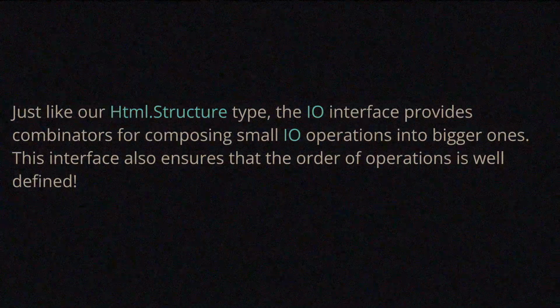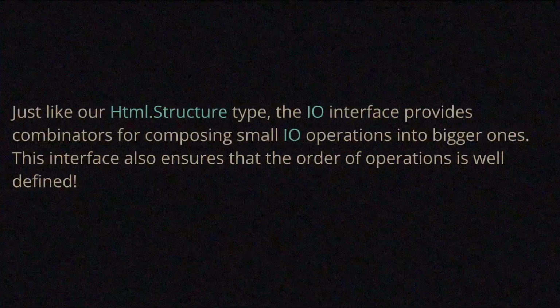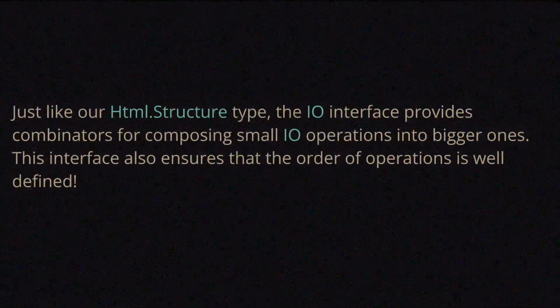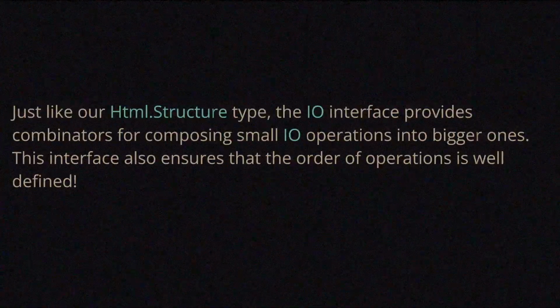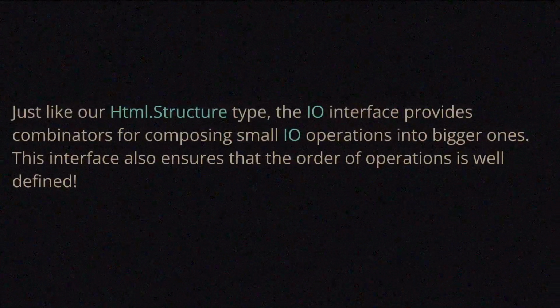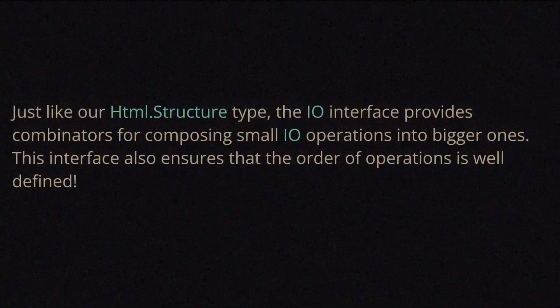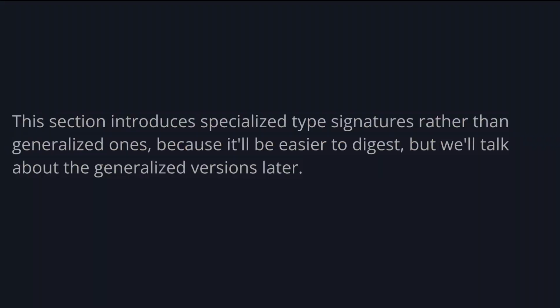Note that just like the append we've defined for HTML structure, the combinators for IO are implemented as type class instances rather than specialized variants. For example, our append function in the beginning was a specialized version of append, tailored only for structure. This section introduces specialized type signatures rather than generalized ones because it's easier to digest, but we'll talk about the generalized versions a bit later.